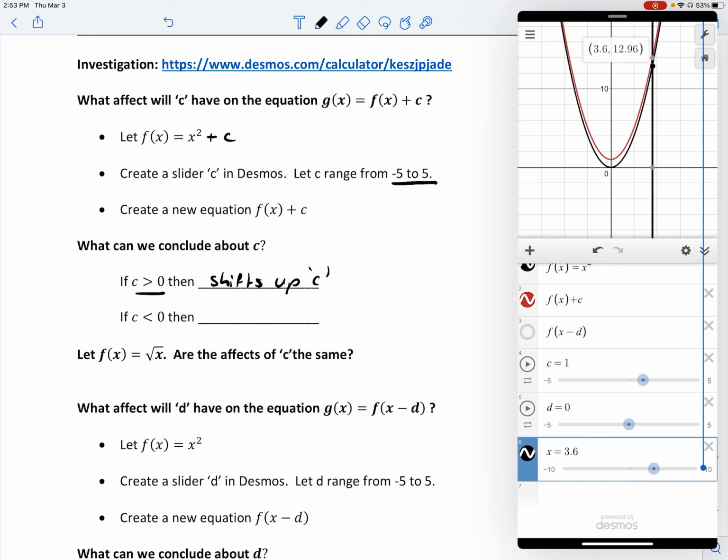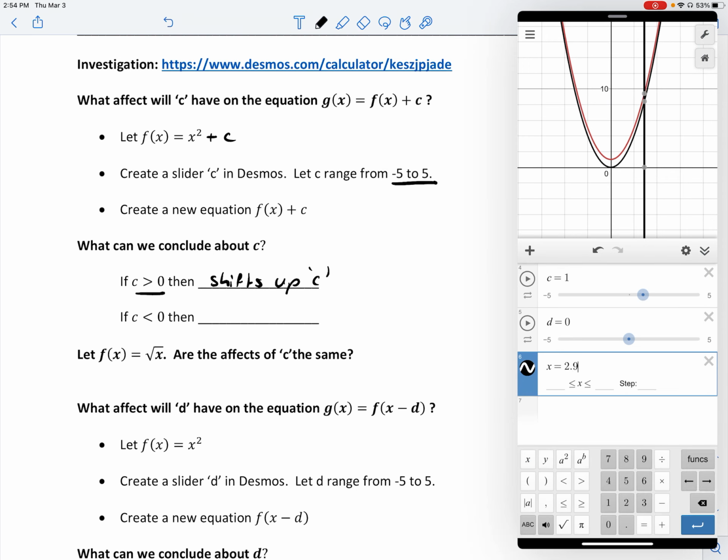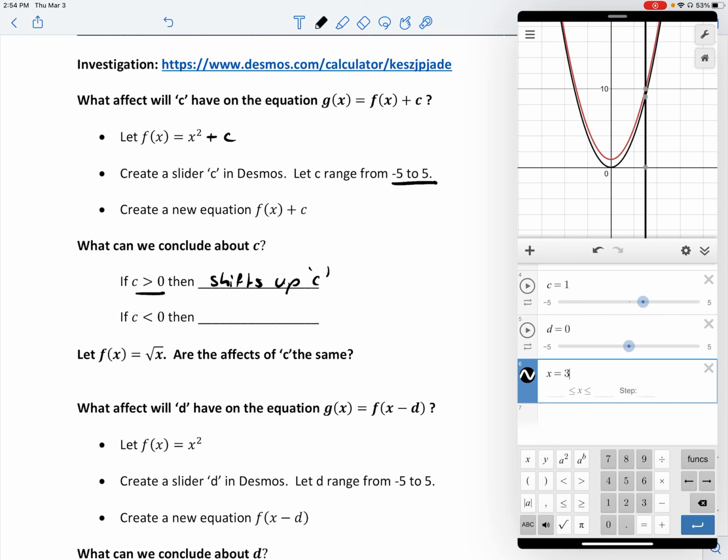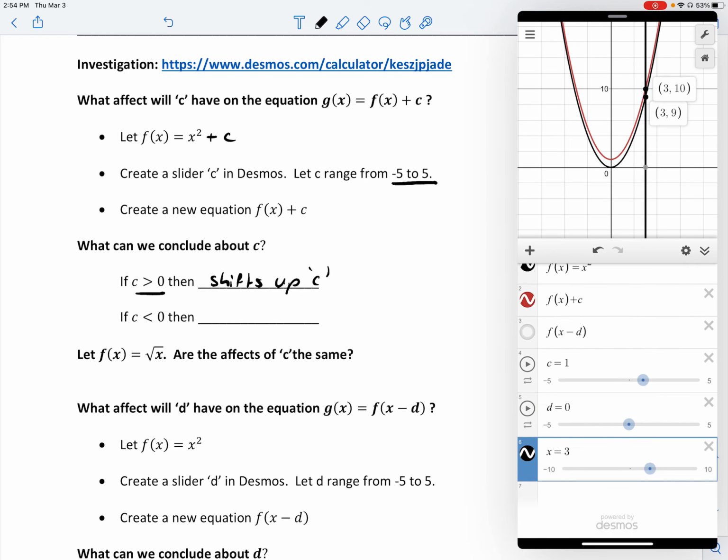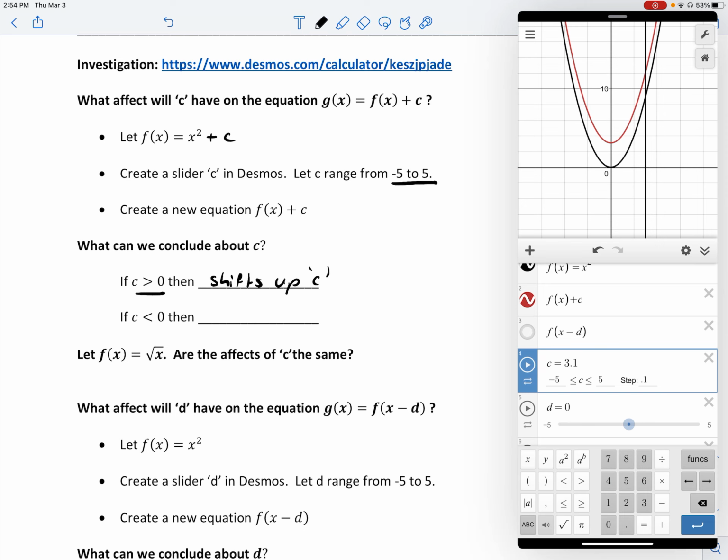Okay, let's click on those points again. I'm going to make this 3, a nice whole number. I'll change that to 3. Then if I click on those points, it looks like there's exactly 1 unit. Oh, I didn't change c yet. c is still at 1. Let's move c to 3. I'm going to have to go in there and change that to 3.